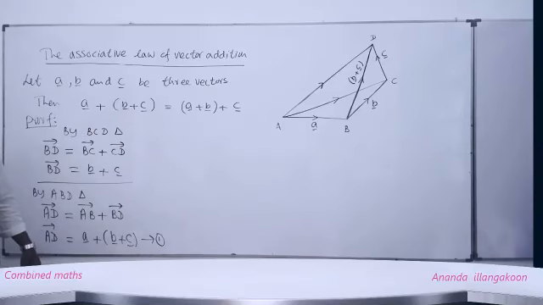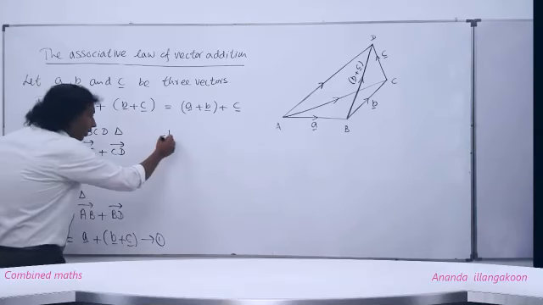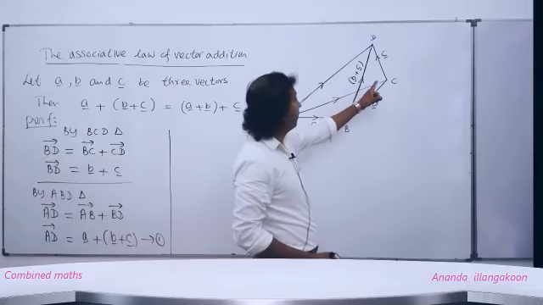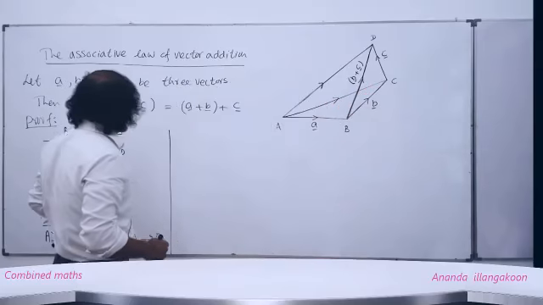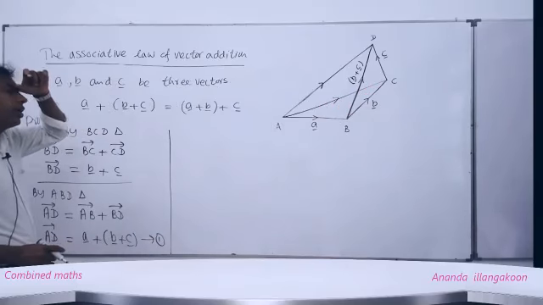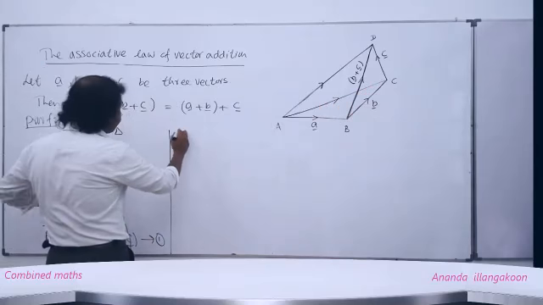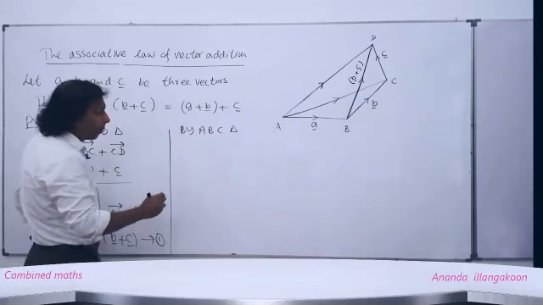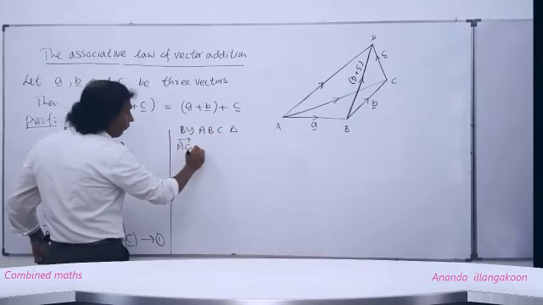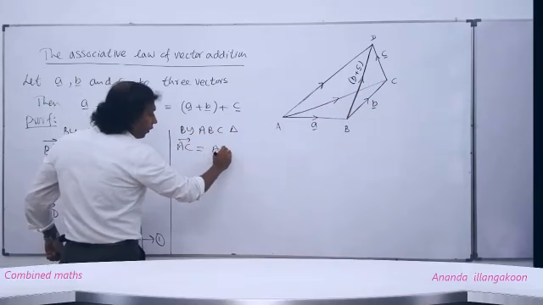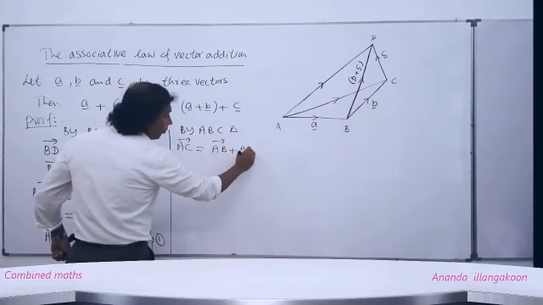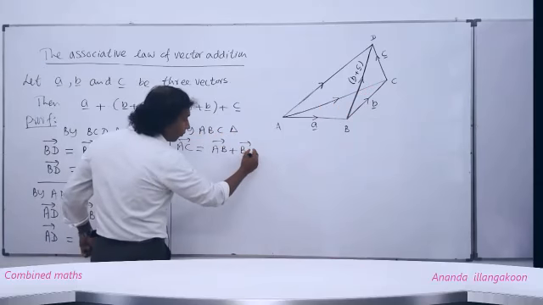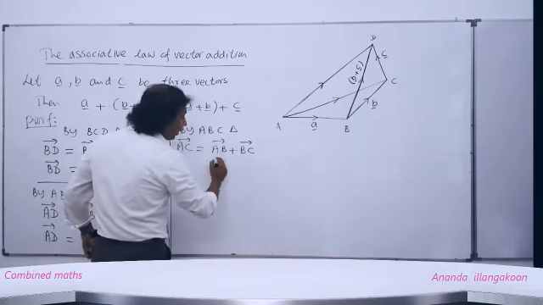Okay, right. Now what I do is this. I'm going to find this AC vector. By the ABC triangle you can write, people, AC vector is equal to AB vector plus BC vector. This is written by using the triangle law of vector addition.